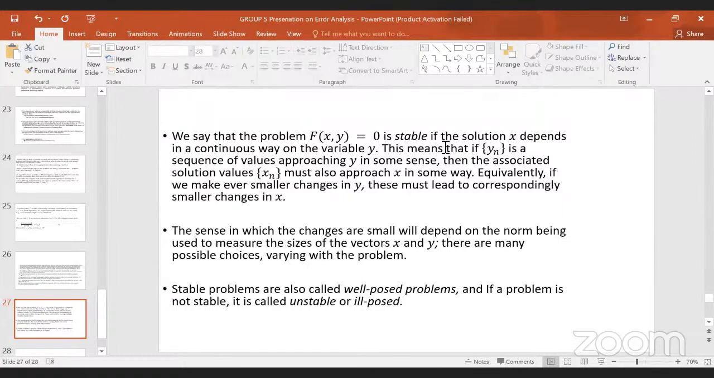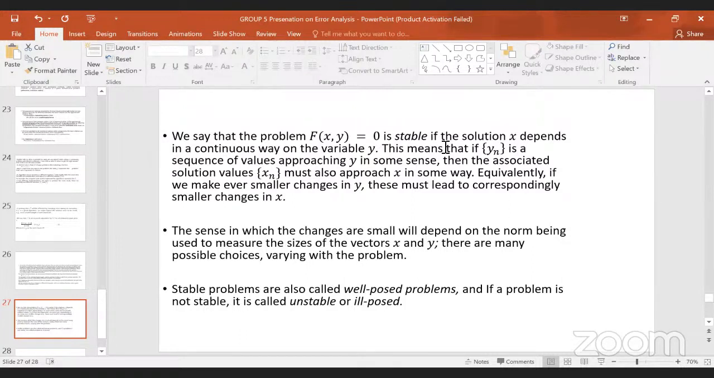If there is a little variation in y, it should lead to a little variation in x. And if there is a greater variation in y, it should lead to a greater variation in x, which is telling us that the equation is stable. That is, the effect the variation has on y is the same effect it has on x.